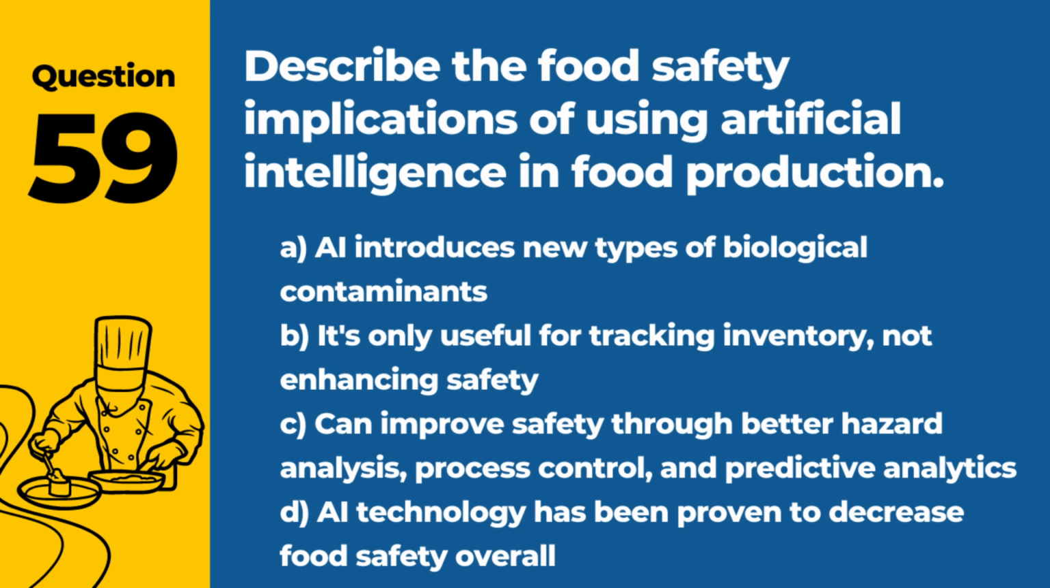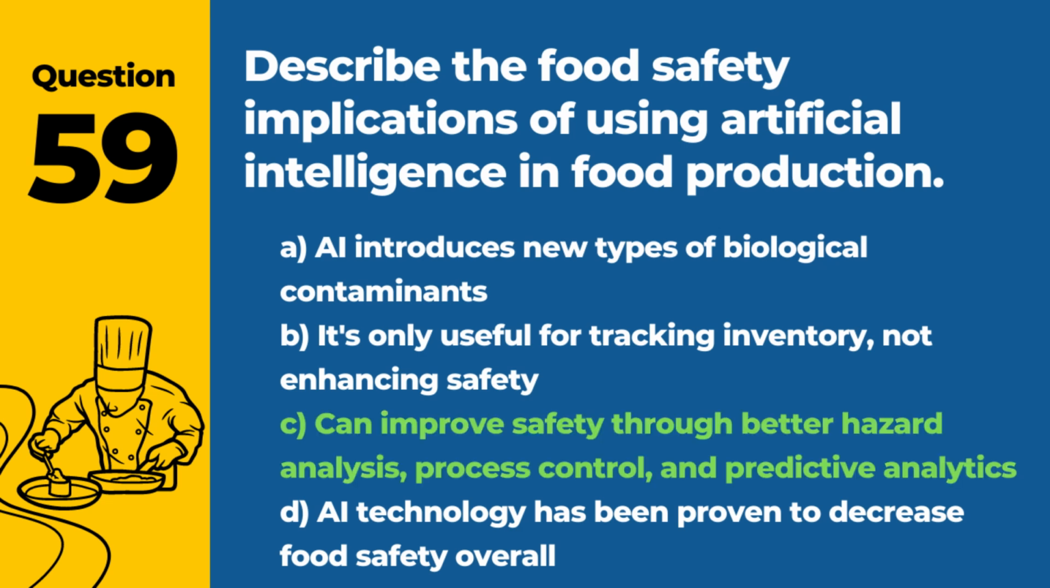Question 59. Describe the food safety implications of using artificial intelligence in food production. A. AI introduces new types of biological contaminants. B. It's only useful for tracking inventory, not enhancing safety. C. Can improve safety through better hazard analysis, process control, and predictive analytics. D. AI technology has been proven to decrease food safety overall.